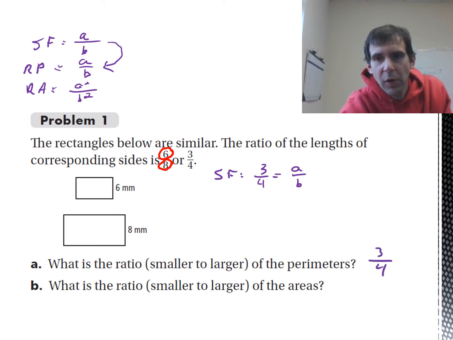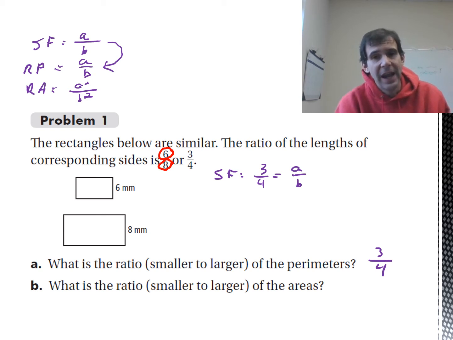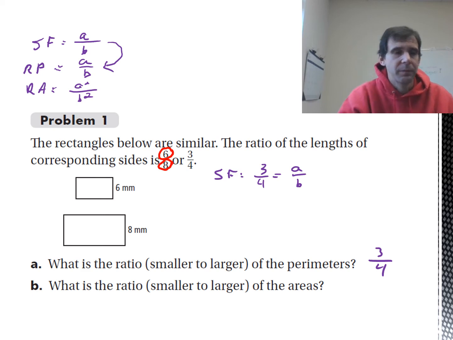Now what I want you to do is, in the Google Doc, tell me what the ratio of the areas is. All right, and then we'll go over it in the next video. Good luck.